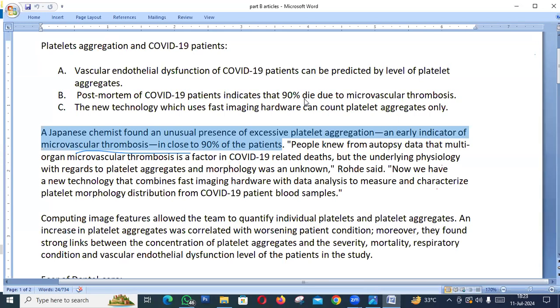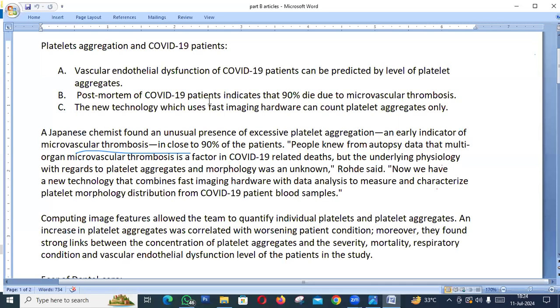Okay, I understood. In B, I am saying that postmortem indicates 90% of people died due to microvascular thrombosis. I have just taken the word 90% from here to trick the students. But this 90% is just the people who get COVID-19, 90% of them have platelet aggregation. This does not mean that 90% die and they have microvascular thrombosis. Done? Okay, sir.